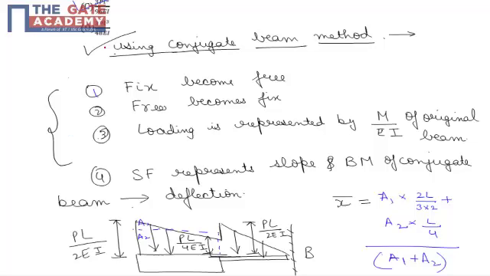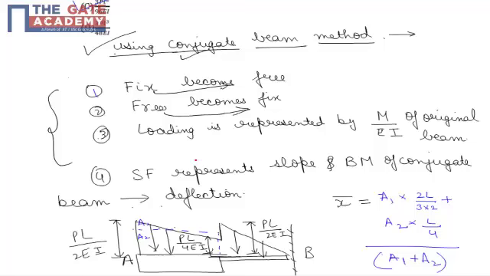First of all, we have to change the boundary conditions according to the conjugate beam. A fixed end becomes a free end when we draw the conjugate beam of a given beam, and a free end becomes a fixed end. So first we'll draw the conjugate beam of AB. Since end A was fixed and B was free, in the conjugate beam B will be a fixed end and A will be a free end.